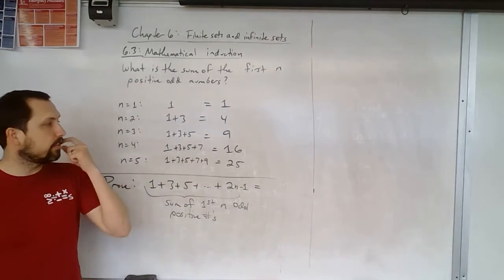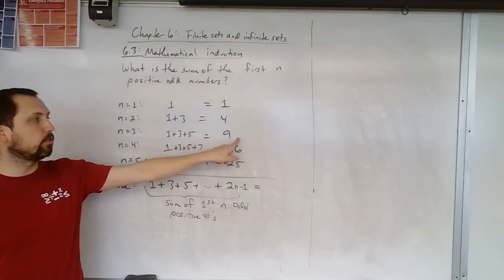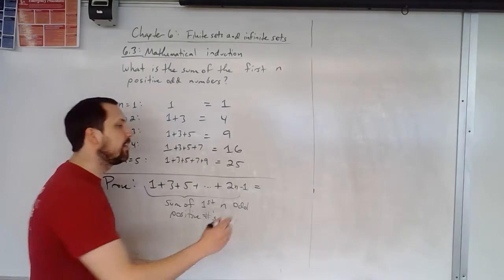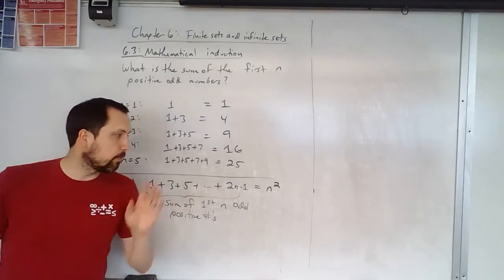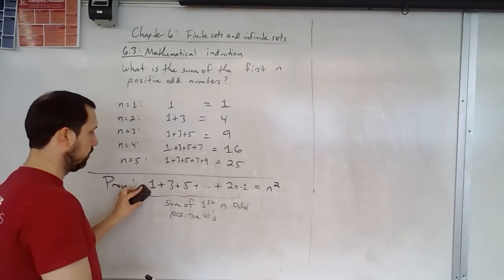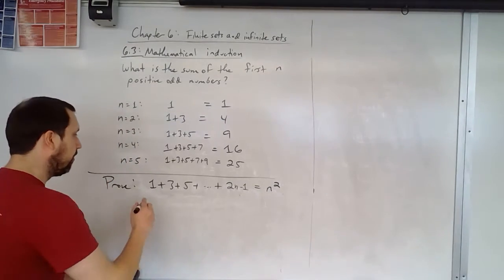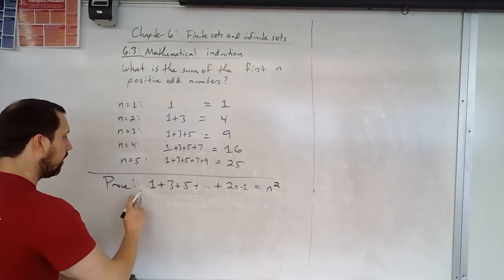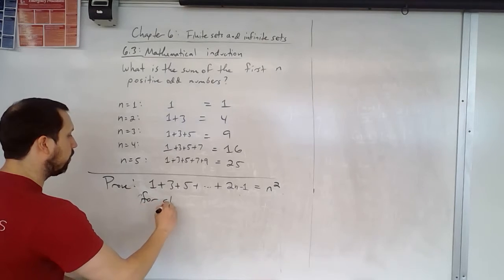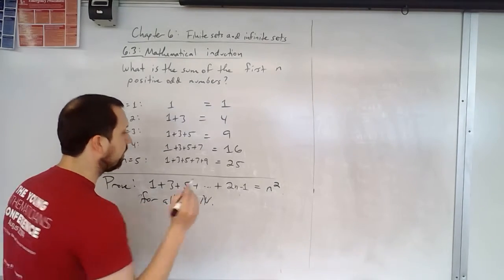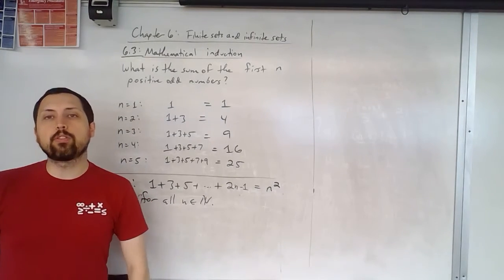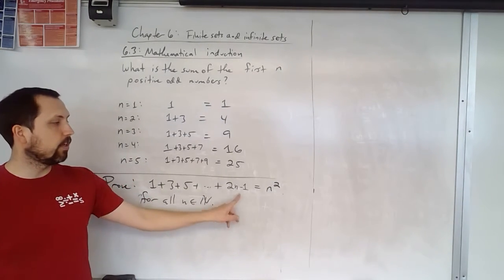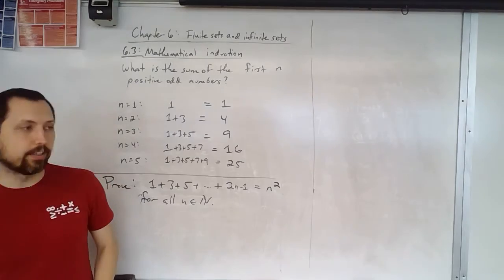And then our hypothesis is that when n equals 3, the sum was 9, and when n equals 4, the sum is 16. This is going to be equal to n squared. We'd like to prove that this is true for all n in the natural numbers. So we will use our lovely skills of mathematical induction to prove this.